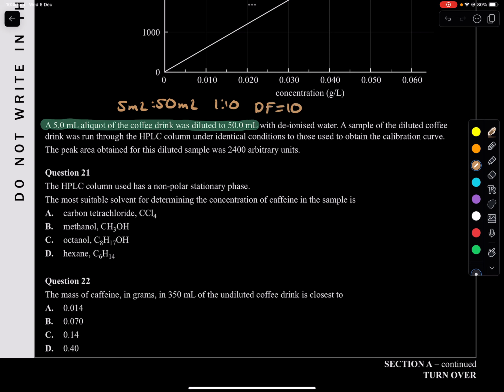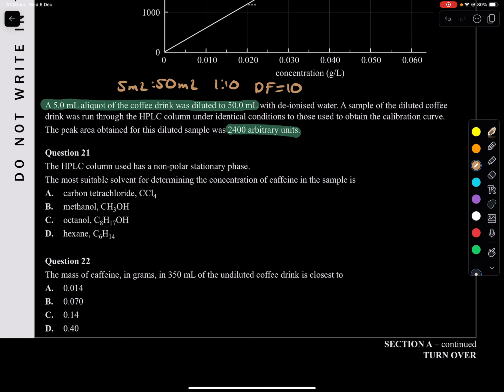A sample of diluted coffee drink was run through the HPLC column under identical conditions to those used to obtain the calibration curve. The peak area obtained from this diluted sample was this. Nice. Question 21. So the HPLC column used has a non-polar stationary phase. Okay, so we just say this is a stationary phase. And this here is non-polar.